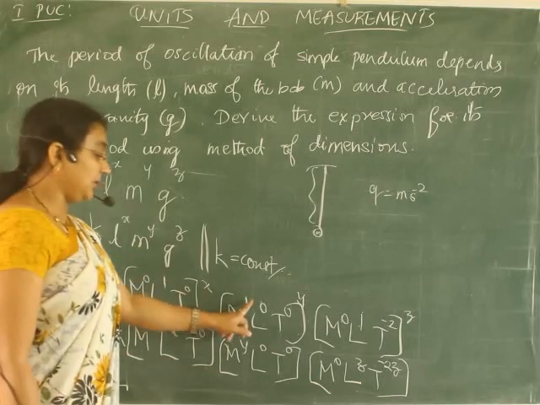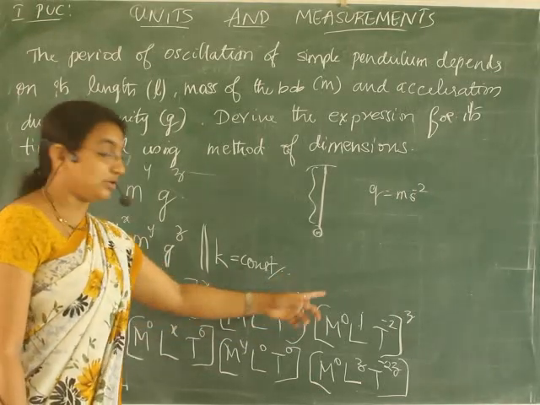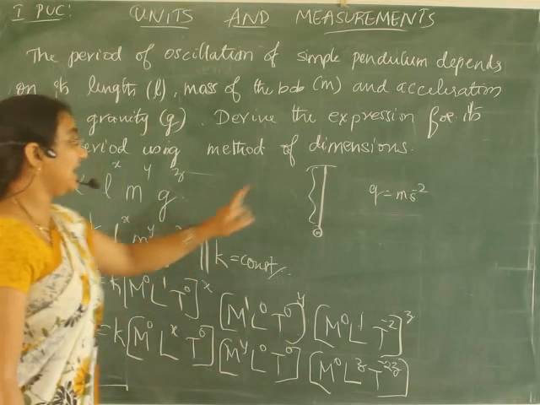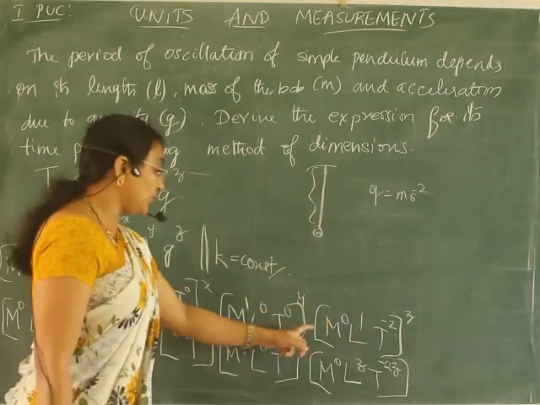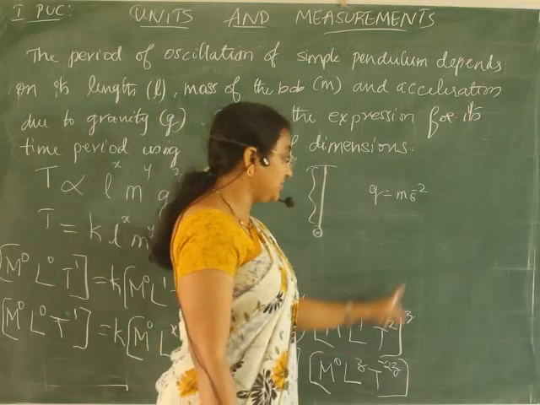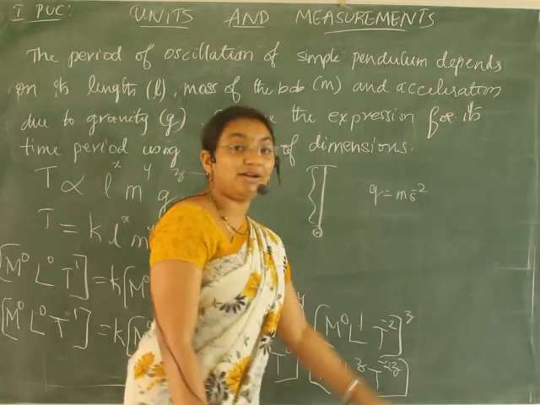Mass M to the power 1, length is 0, time is 0, to the power Y. G is acceleration due to gravity, which is meter per second square. So M0, L to the power 1, T to the power minus 2, to the power Y.